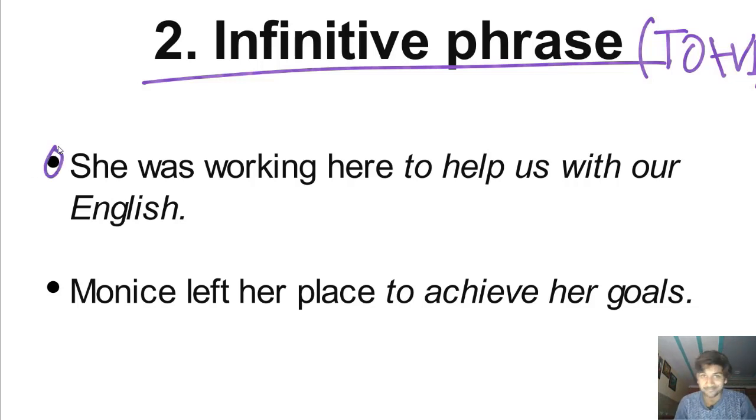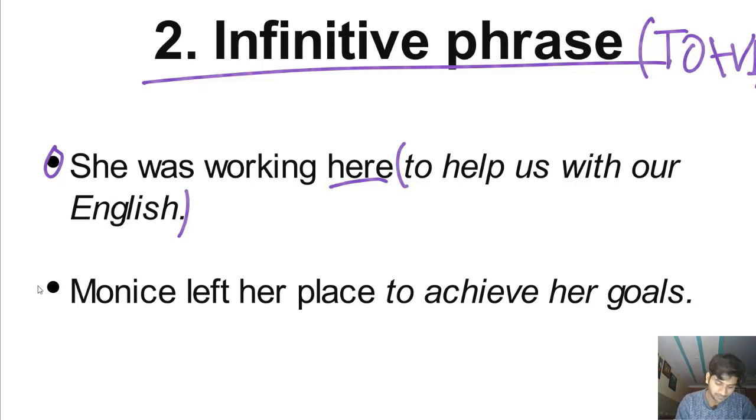Example number 1. She was working here to help us with our English. She was working here. Why? To help us with our English. This is exactly why she was working here. Kids, stop playing, all right? Let me teach my students. She was working here. All right, so it's an infinitive phrase working as an adverb.